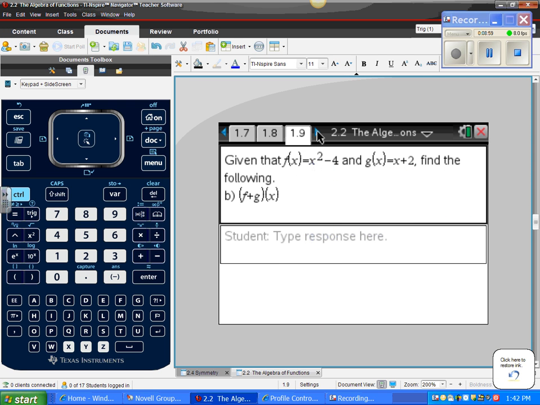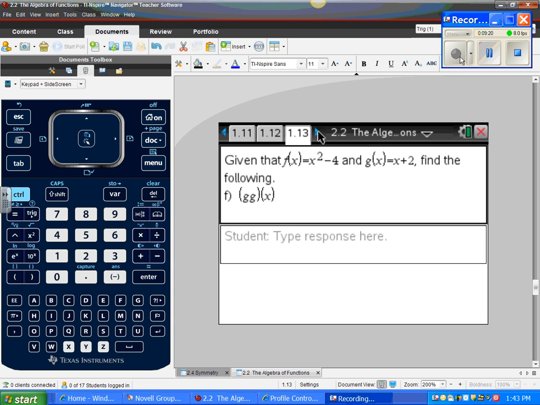All right, so let's try another one. We just went over all of them. I'm sorry, I don't know why I have all these pages in there. Okay, given f of x equals x squared minus 4 and g of x equals x plus 2, find the following, g of x squared.